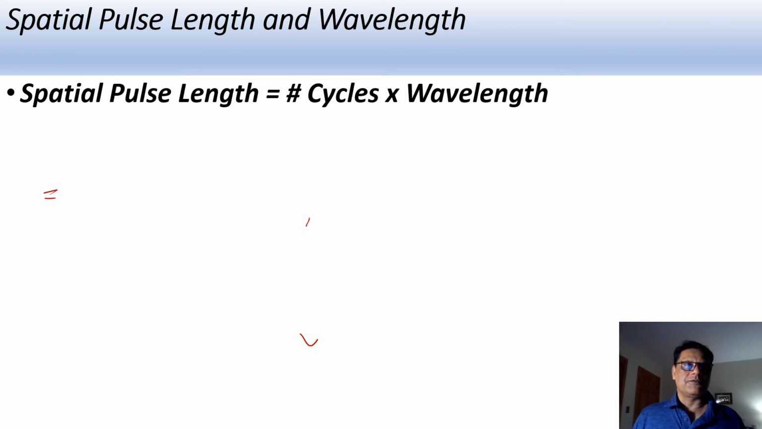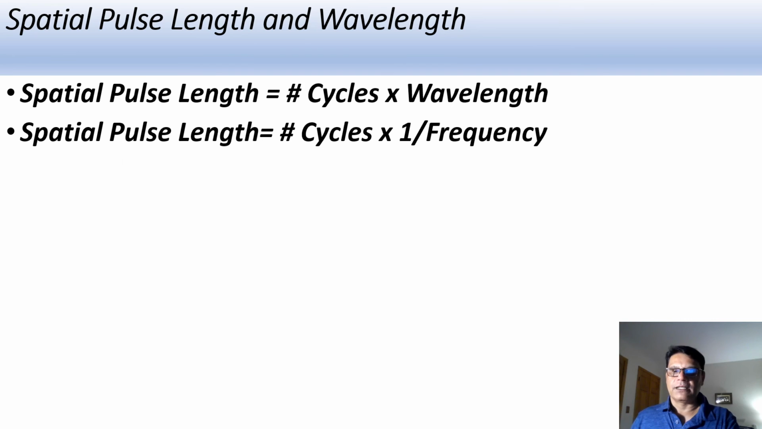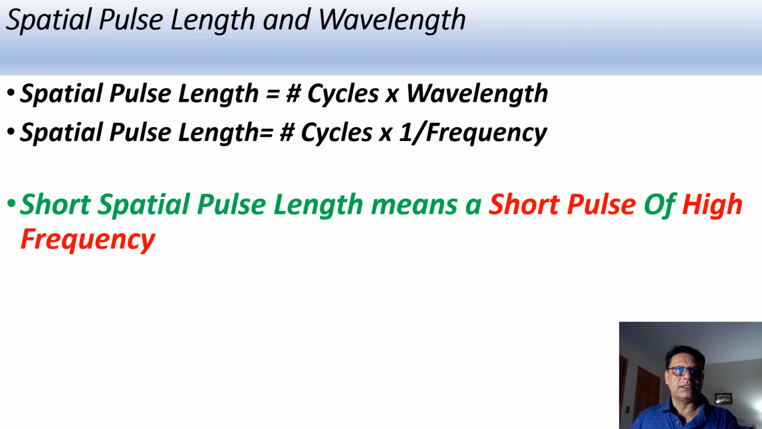So spatial comes from space. Space means the distance or the place that occupies a pulse. So we have already discussed this. And short spatial pulse length means short pulses of high frequency.